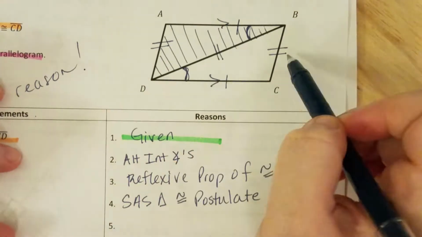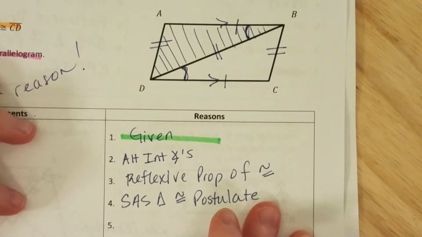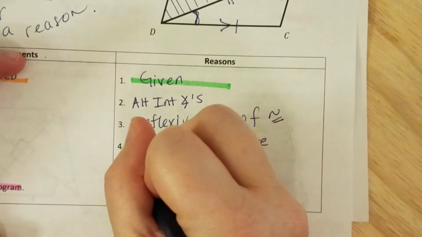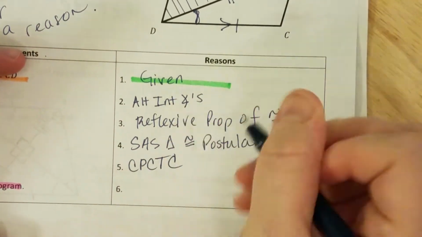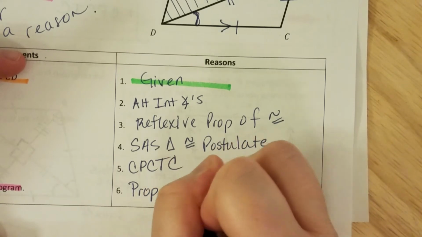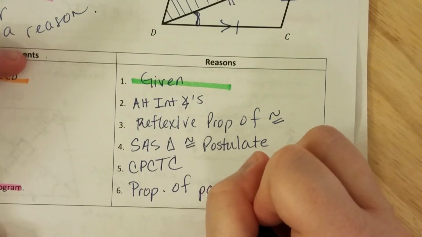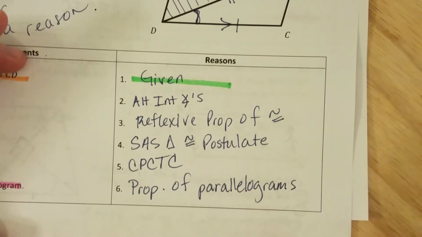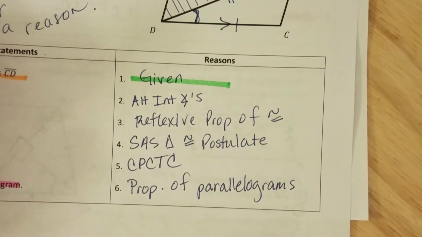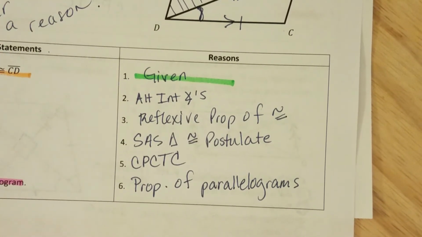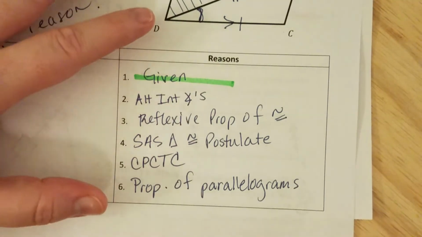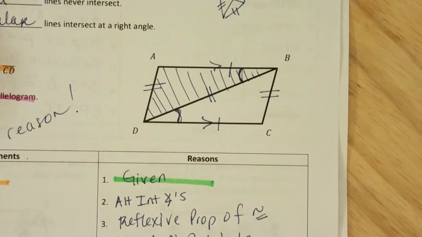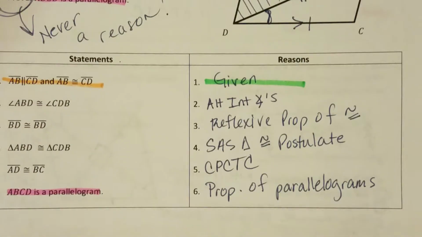And because opposite sides of this figure are congruent, we know that it's a parallelogram because that is a property of parallelograms. If opposite sides are congruent, they have to be parallel to each other. So it's a parallelogram. All right, so there's that proof right there.